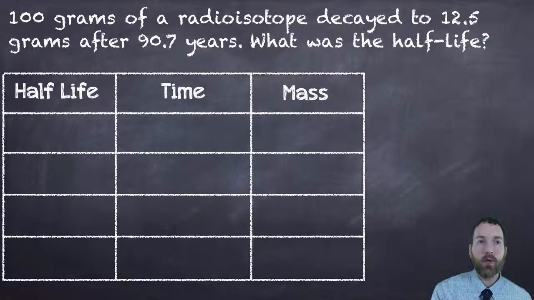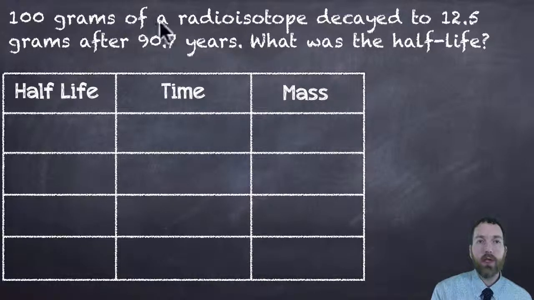Okay, one more. 100 grams of a radioisotope decayed to 12.5 grams after 90.7 years. What was the half-life? So again, we're going to have to be working up. Our half-life is going to be in our time column. We actually want this one here. I want to know the time after 1 half-life has gone by. So let's look at how we start this one.